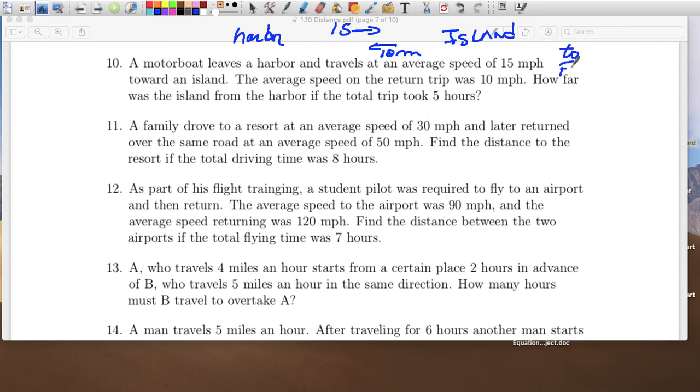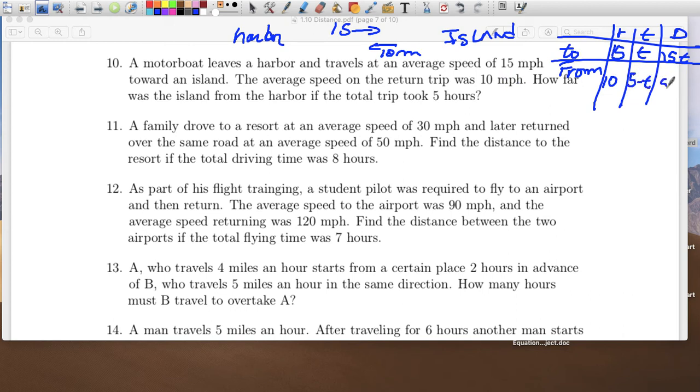There's two, and call this from, by the way. So going to the island, you're at 15 miles. The R, T, and D, the time that it took you, let's just write T. So the distance is 15T. From the island, you're traveling at 10 miles. And if the whole thing took 5 hours, well, obviously, it'd be 5 minus T over here, and this would be 50 minus 10T.